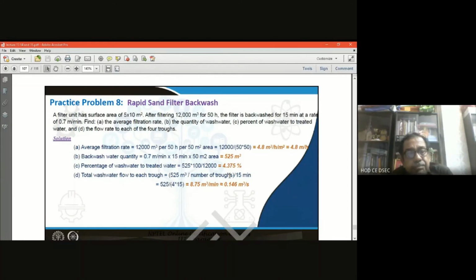Very interesting problem. You have to find out 4 answers. Number 1, the average filtration rate. Number 2, the quantity of wash water. Number 3, the percentage of wash water to treated water. And number 4, the flow rate to each of the 4 troughs. Fine. Now, first of all, the total quantity of water which is to be filtered, that is 12,000 meter cube.